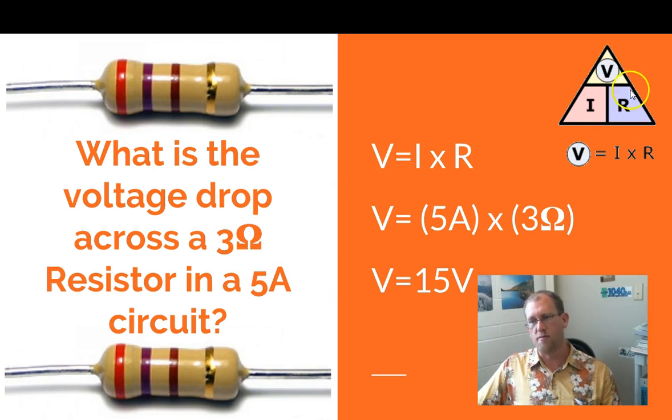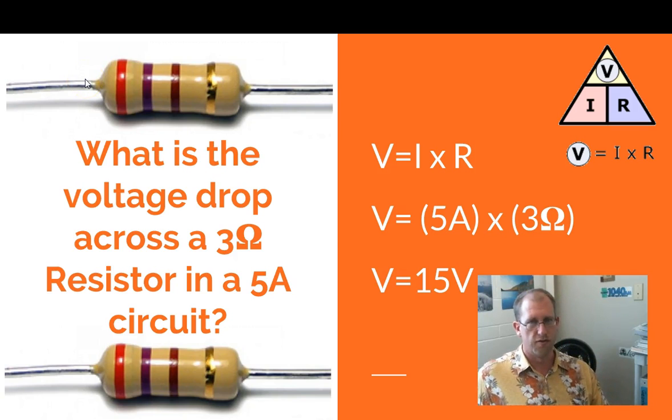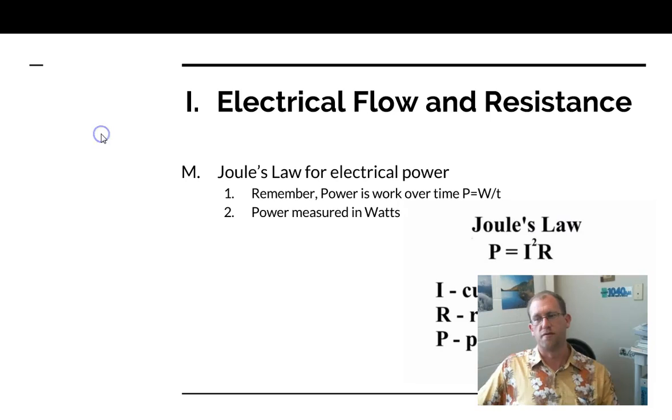Look at my little Ohm's law, cover up voltage, because that's what I want to find out. That leaves me a multiplication problem. Current times resistance, 5 amps, that's my current, times my 3 ohms, 15 volts. If I had a 3 ohm resistor, and if there were 5 amps of current flowing through it, then I could put a voltmeter here and find that across this resistor there's a 15 volt change. Okay? That's how that works.